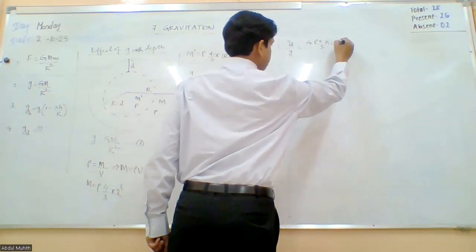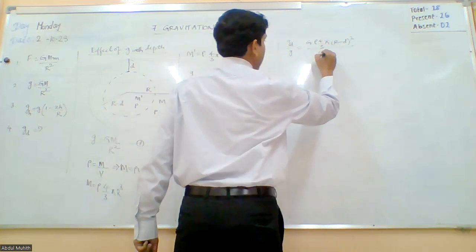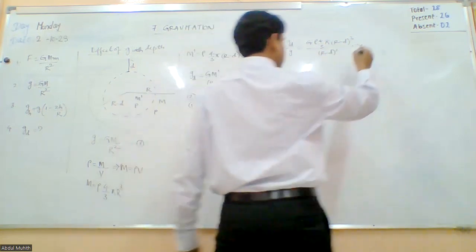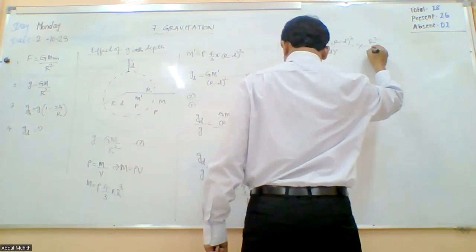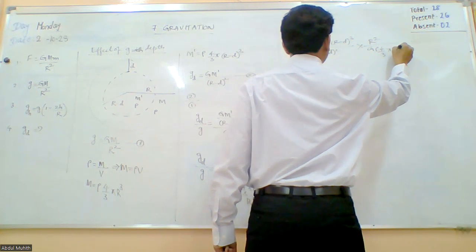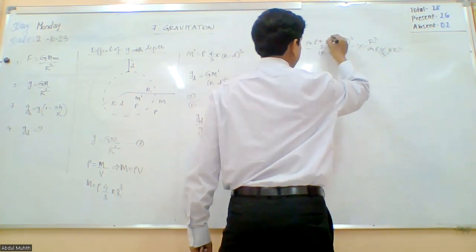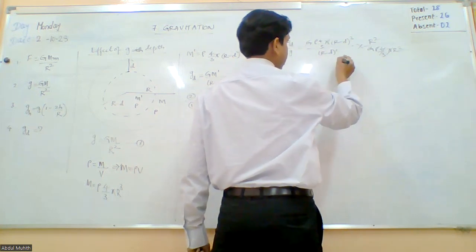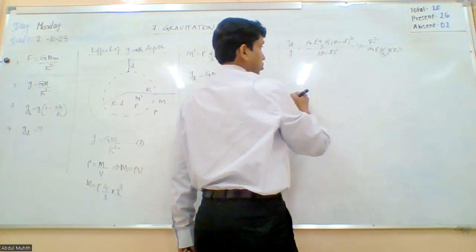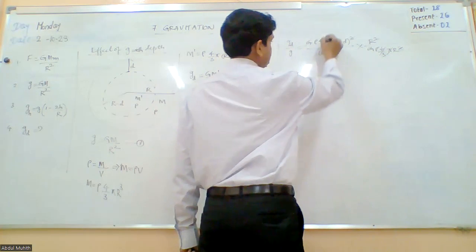So pi into (r minus d) whole cube divided by (r minus d) whole square into r square again here, divided by 4 into G into rho 4 by 3 pi r. So G rho will go away. All the terms will go away. What is left with us? This and this will go away. Correct? It's R also. So this r square will go. So this whole thing will go.